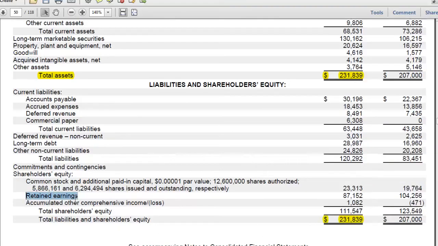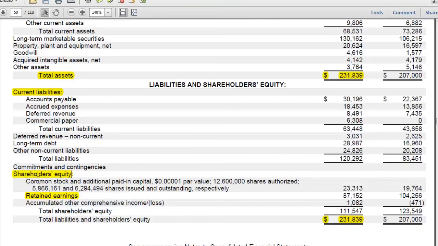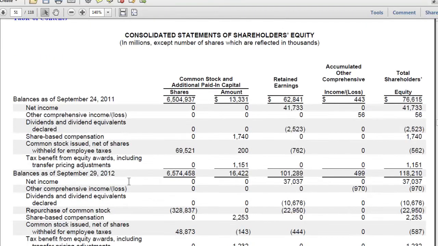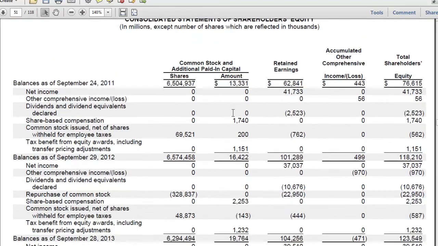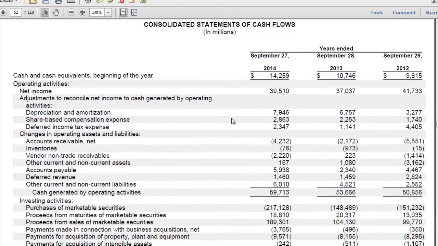And then retained earnings in here includes the posting of net income into the retained earnings. Here's their liability section right here, and here's their equity section. Now in this case, they don't call it owner's equity, they call it shareholders' equity. Whether it's equity, shareholders' equity, stockholders' equity, or owner's equity, it's all the same area, same amounts. And here's the statement of shareholders' equity. We will skip over that and come down to the statement of cash flows.